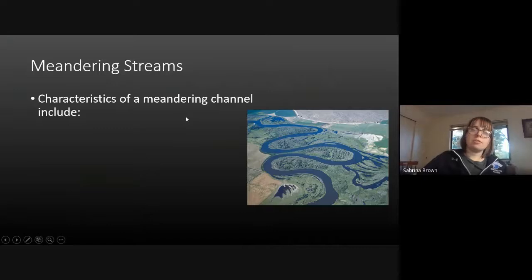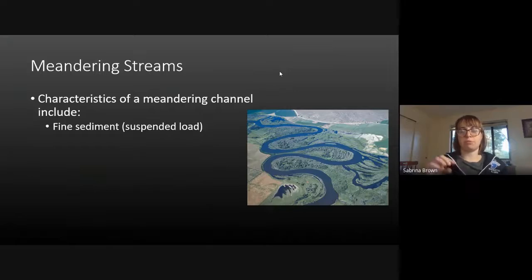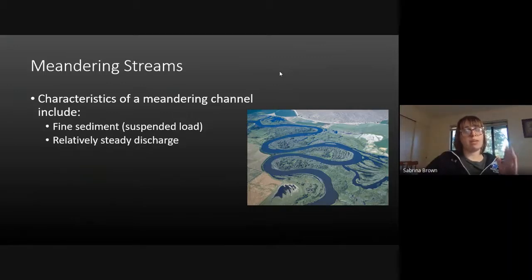All right, so some characteristics you need to know about meandering streams. In our meandering streams, we have a fine sediment load. So the sediment in a meandering stream is dominated by that suspended load, right? So finer sized particles, clay sized particles, and silt sized particles, those ones that could be carried in the water column, those are going to be dominating our meandering streams. They have a relatively steady rate of discharge. So all throughout the year, they have about the same amount of discharge. There might be like a low season and a high season, but for the most part, relatively same amount of water moving through the system. These are found on our low gradients.